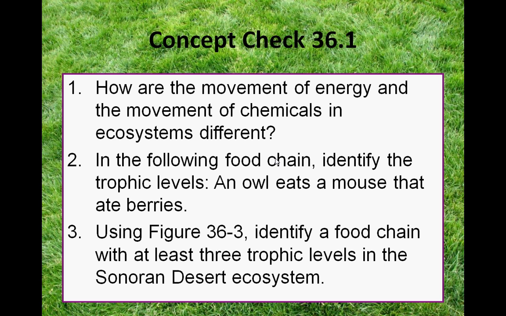One is how the movement of energy and the movement of chemicals is different. One asks you to identify trophic levels, and I have a little sentence there for you to read. And another one is looking in your book at a certain figure and trying to identify some trophic levels in that ecosystem of the desert that's mentioned there.